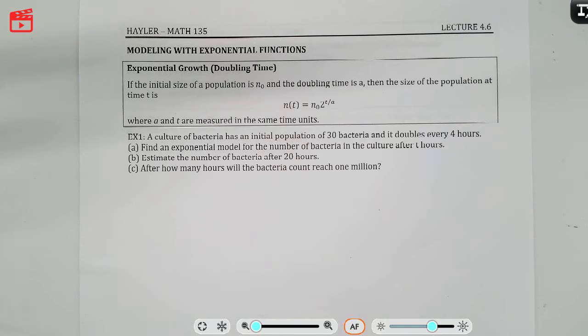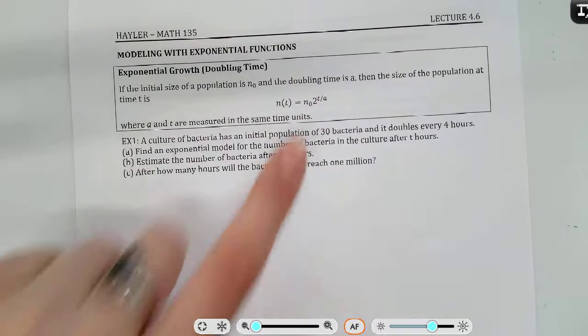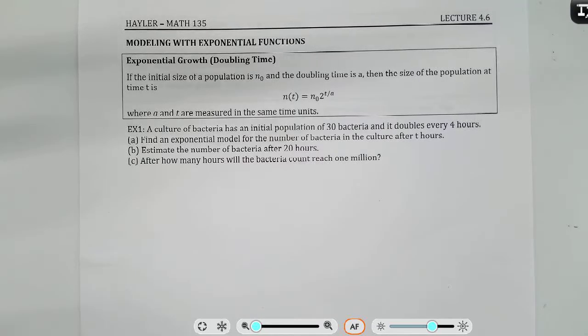So the first one is growth. Doubling time. If we have an initial size of a population, which we call n sub 0, and the doubling time is a, then the size of the population at any given time t would be given by this formula, where a and t are measured in the same time units. For example, a and t would both need to be hours or minutes or seconds.